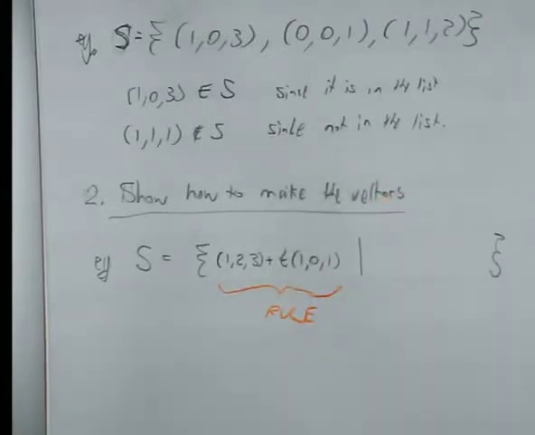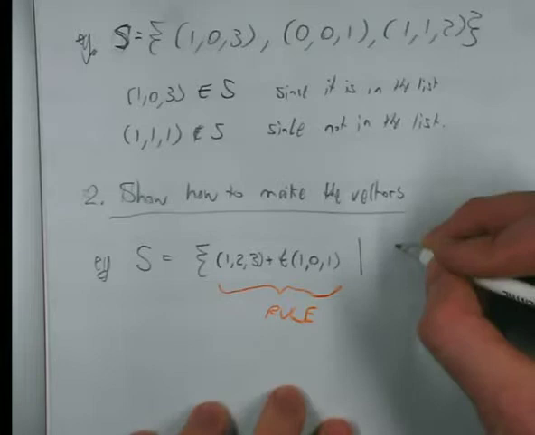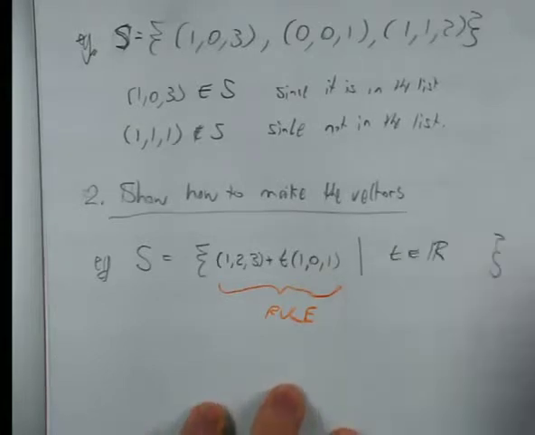Like that. That is a rule for how to make things that are in this set. And any variable that you mention in the second part, you have to say what it means. So it's something like, you know, t in R. Okay? So, this set, we know already this is a line.